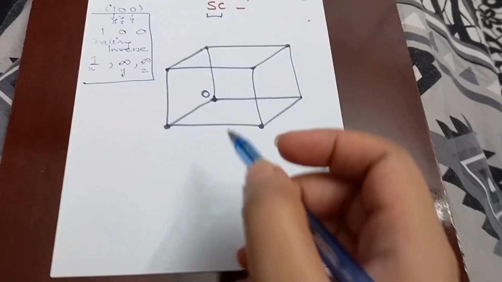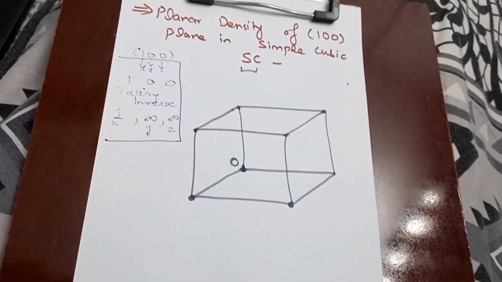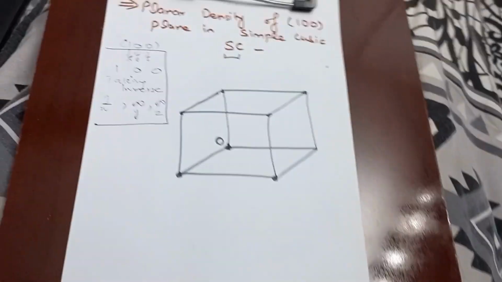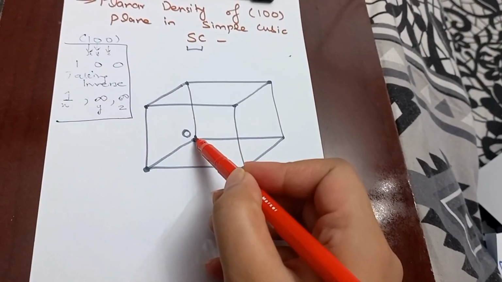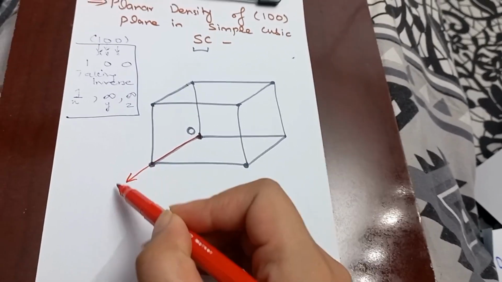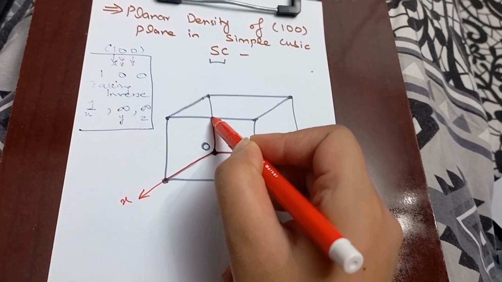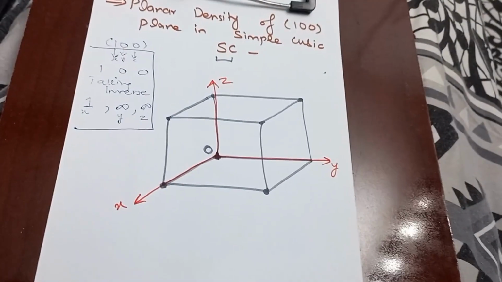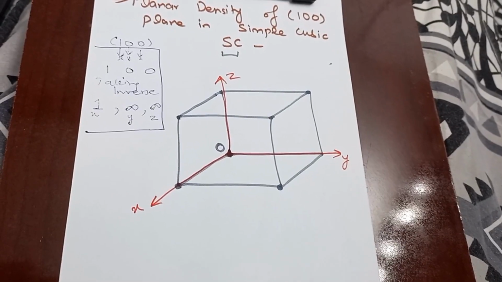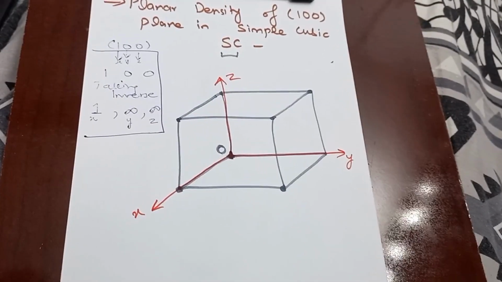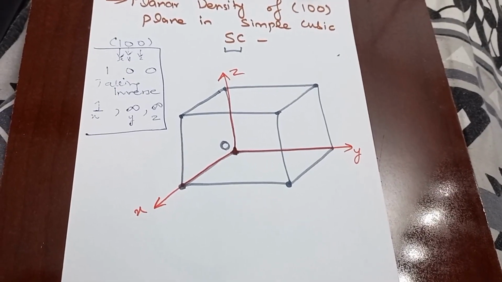Okay, now here let us first show what is x direction, what is y direction, and what is z direction. From origin this is the x direction, this is the y direction, this is the z direction. I always suggest students to use pencils of different colors because they really help us to differentiate stuff inside diagrams.